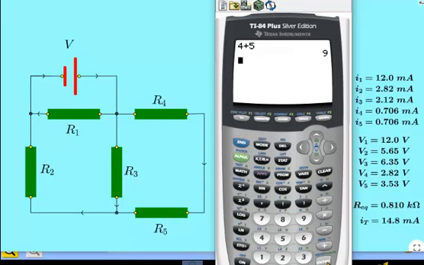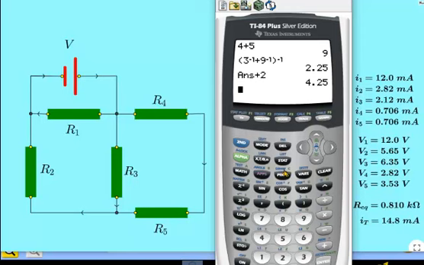4 plus 5 is 9. There we go. And the 9 is in parallel with the 3. So 3 reciprocal plus 9 reciprocal, parentheses, reciprocal, 2.25. 2.25 now is in series with the 2. So at the 2, there you go. And then that is in parallel with the 1.